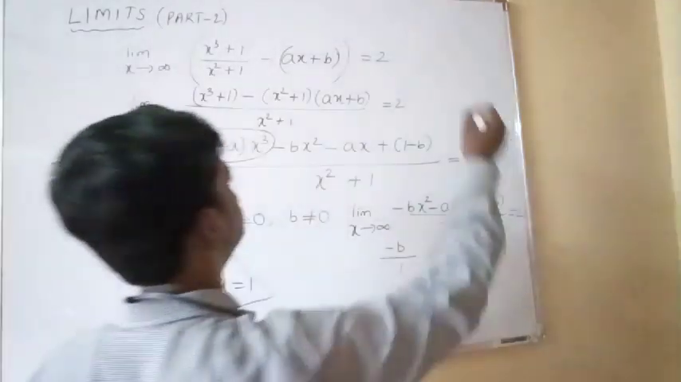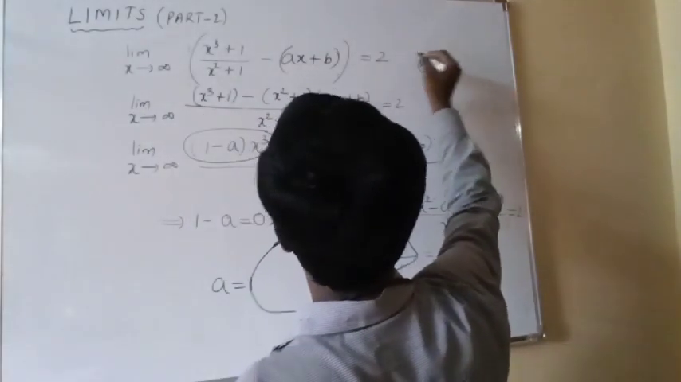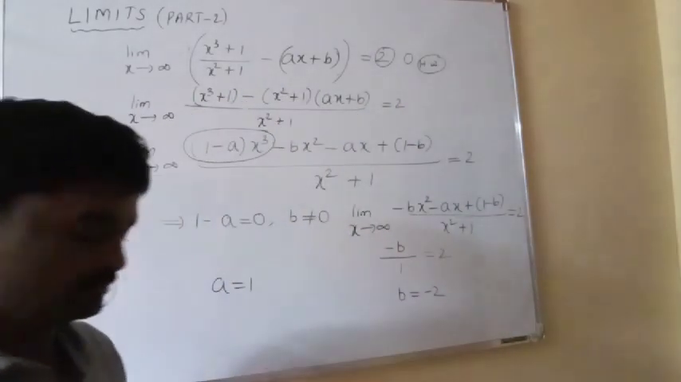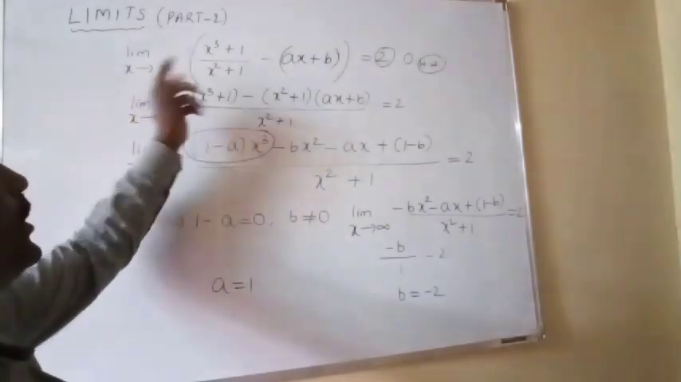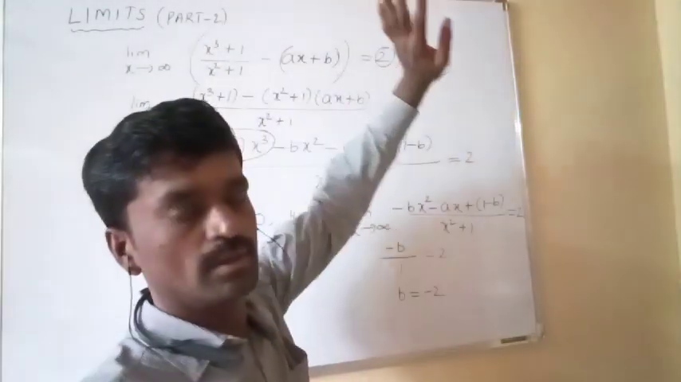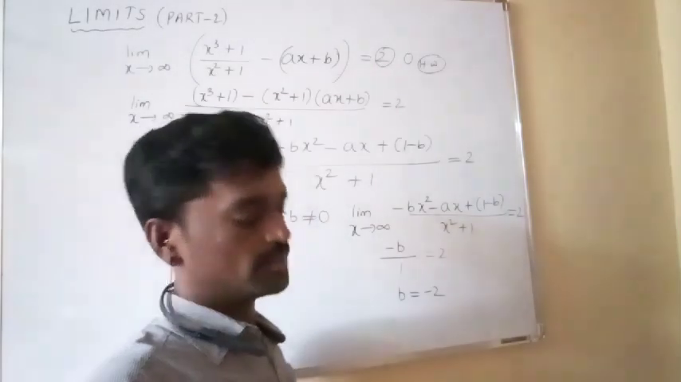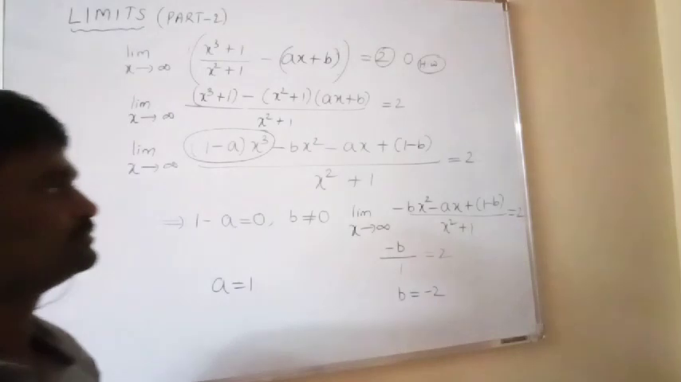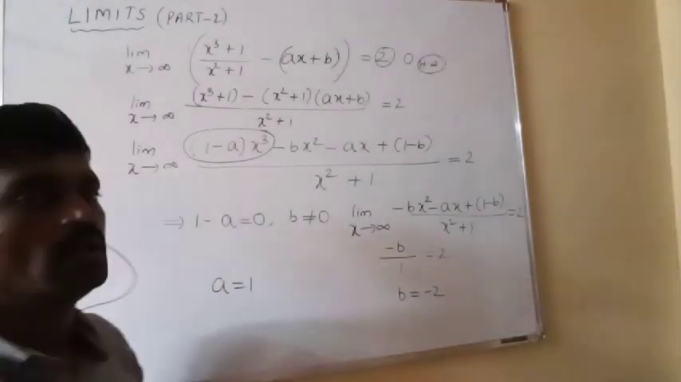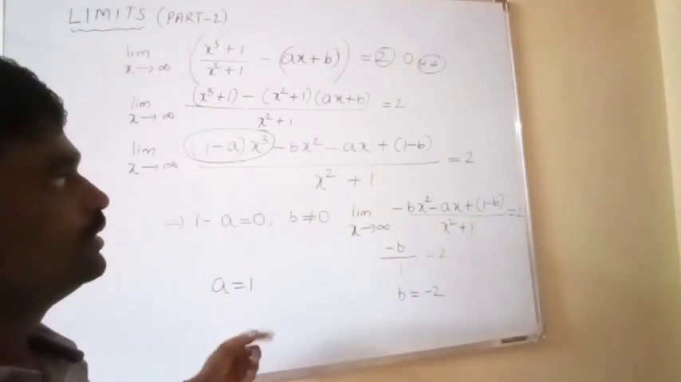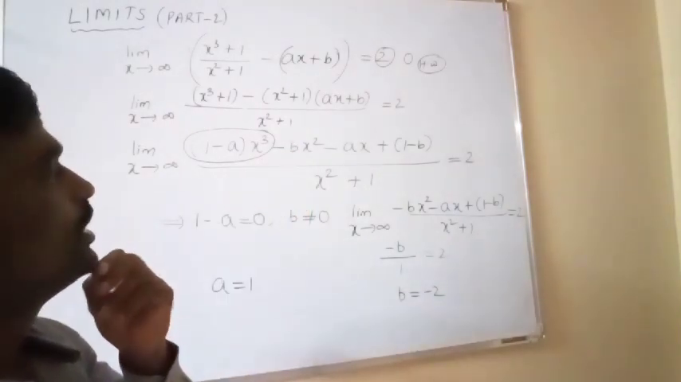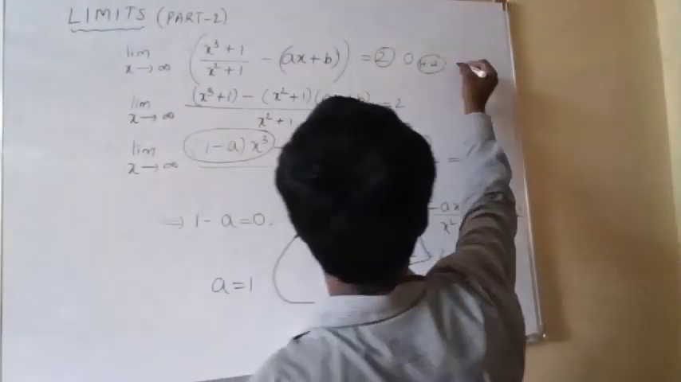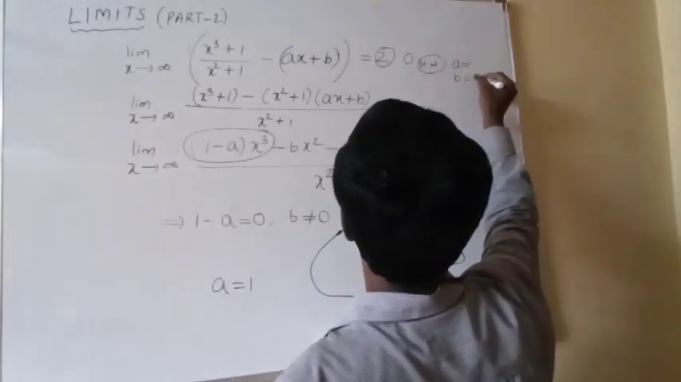So you take the homework problem. The homework problem is the same problem. Instead of 2 here, you take 0. Same problem, the limit of this function is equal to 0. So when will we get 0? In the first case, which means the degree of numerator must be less than the degree of denominator. You will get the a value same, 1, but if you take 0, you will get b value 0. In the homework problem, you have to get a value 1, b value 0.